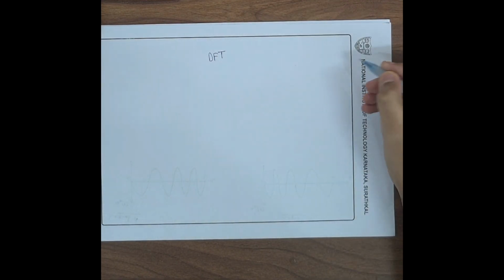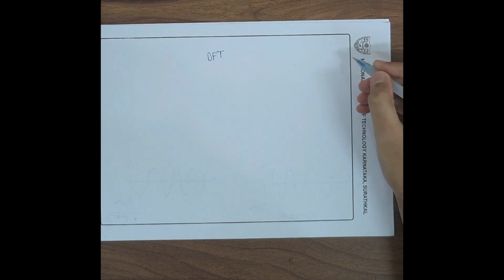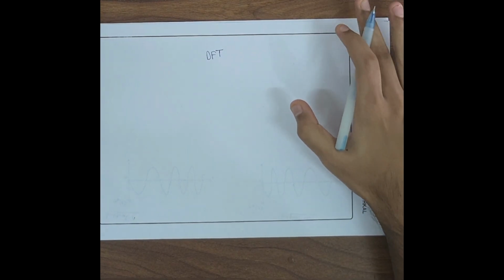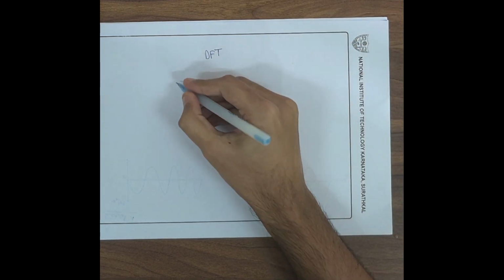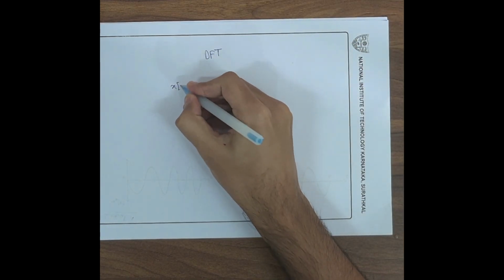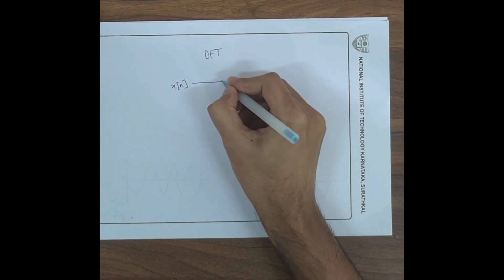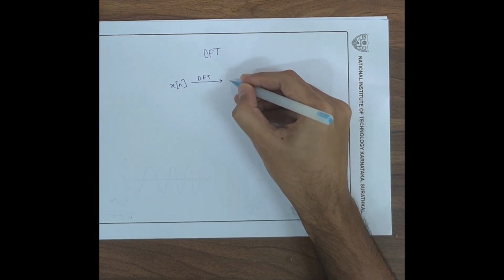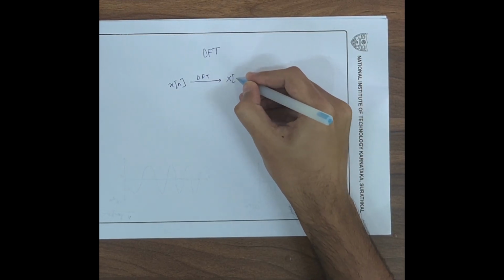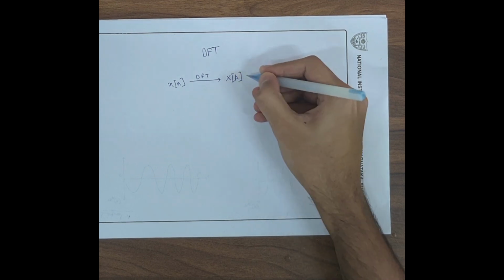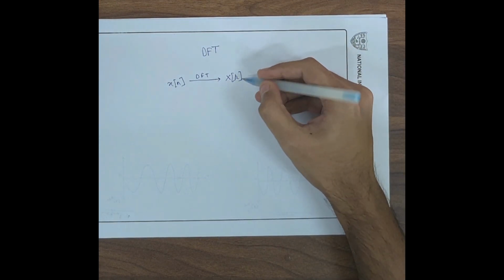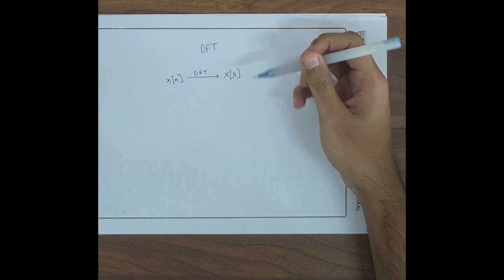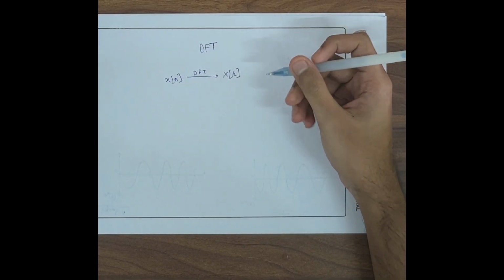So the DFT is basically a discrete frequency domain representation of a discrete time signal. Let us say you have a discrete time signal x of n. You take the discrete Fourier transform, DFT, and it will give you a discrete frequency domain representation, capital X of k. So this k is basically a representation of the frequency, but it's a discrete form of frequency.